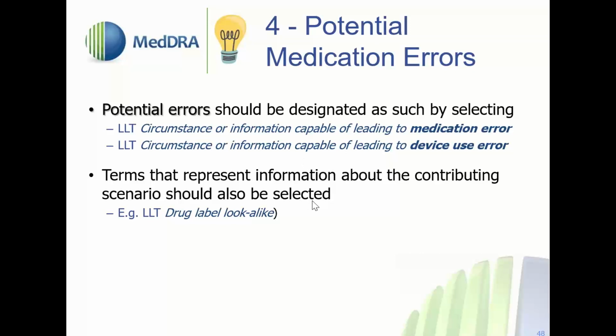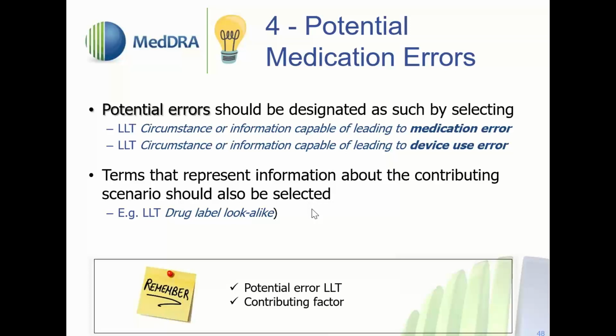Okay, so now we will move on to potential medication errors, right? Principle 4. Such incidents should also be captured, and MedDRA has 2 PTs for doing so. We have an LLT and PT of circumstance or information capable of leading to a medication error, and we have an LLT and PT of circumstance or information capable of leading to a device use error. MedDRA terms that help capture the contributing factors should also be selected, like for instance, drug label lookalike, right?